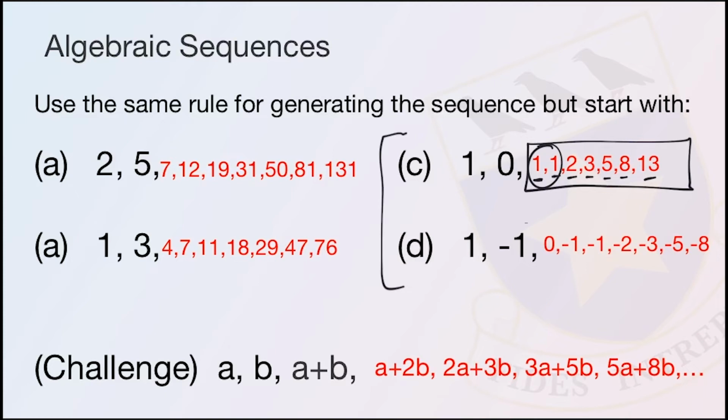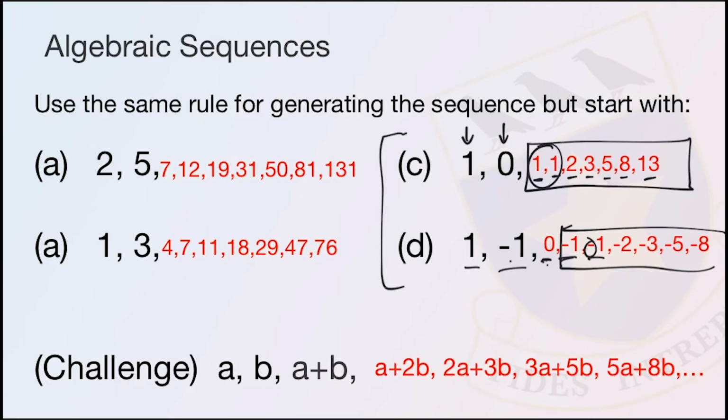And similarly, when we start with 1 and then -1, well, 1 plus -1 is going to give us 0. And then -1 plus 0 is equal to -1, and 0 plus -1 equals -1. And then we have the same sort of sequence again, except everything is negative this time. So quite interesting patterns that are occurring just by changing what two values we start with.